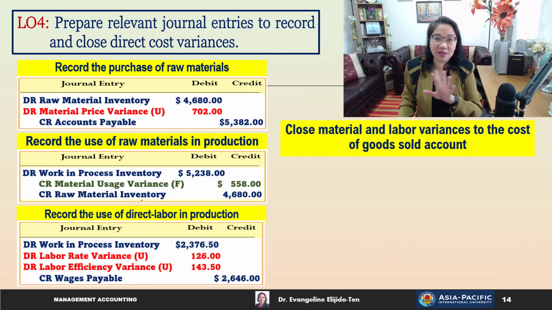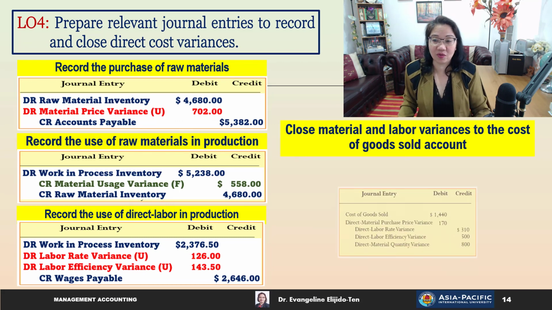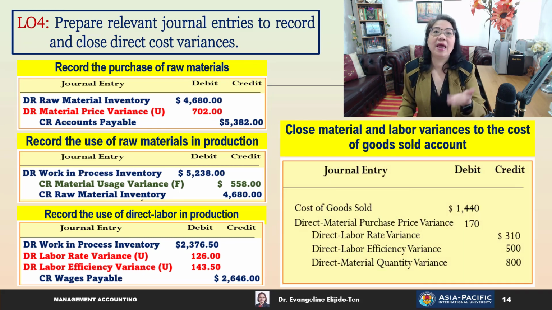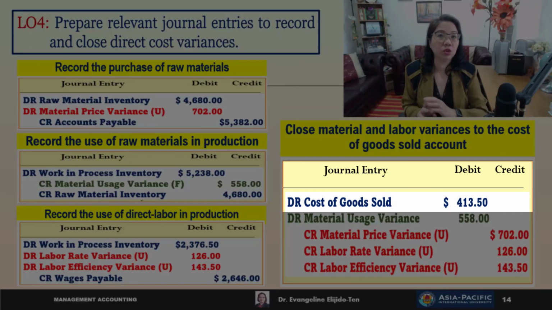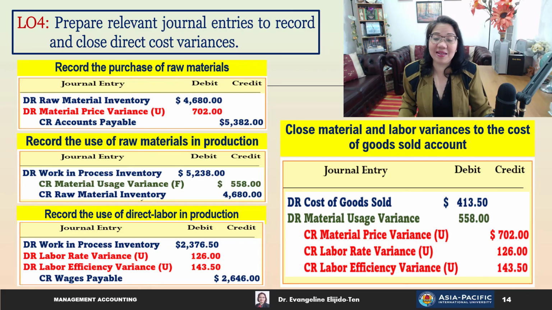Once we are done with the accounting period, we will be closing the material and labor variances to the cost of goods sold. We'll debit the cost of goods sold and either debit or credit the variances depending on whether we have debited or credited them originally. So our entry would be to debit the cost of goods sold for the total direct material and direct labor variance, and that gives us $413.50. What else do we debit and credit? You would recall that we have debited material price variance for $702, so we'll need to credit that to close it. So we'll credit direct material price variance $702.